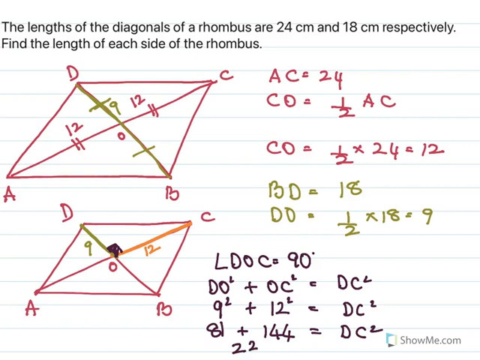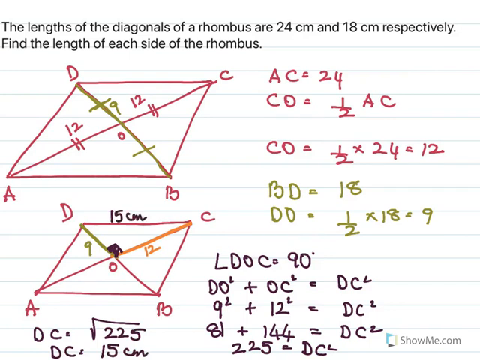So we have 225 equal to DC square. DC will be under root of 225. So DC equal to 15 centimeters. So this is 15 centimeters. We found it by Pythagoras theorem.